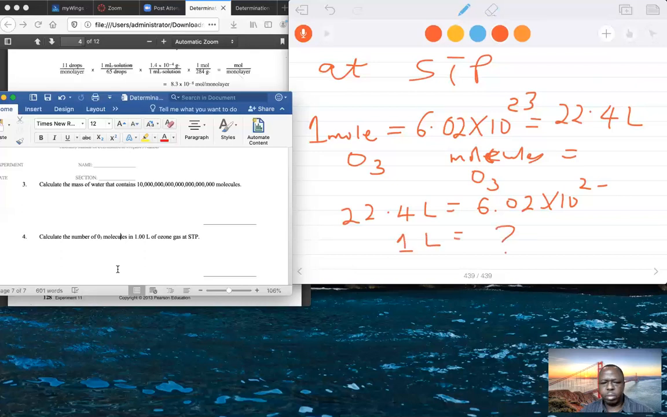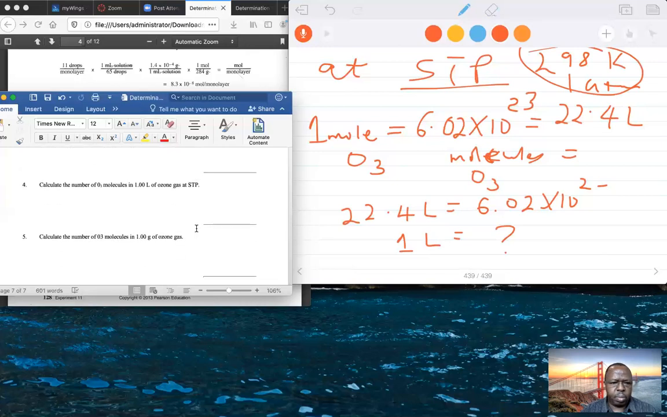That is the question. Probably some of you are wondering what this means. At standard temperature pressure, this is a condition. And of course, you know what temperature should be, 298 kelvin. Pressure is 1 atm. These are conditions at standard temperature and pressure, STP.